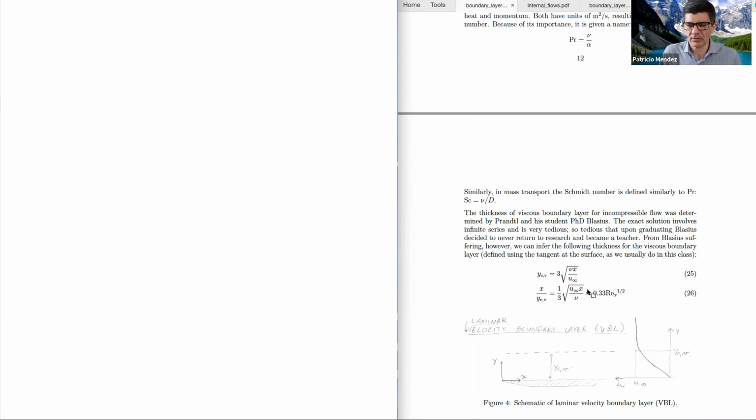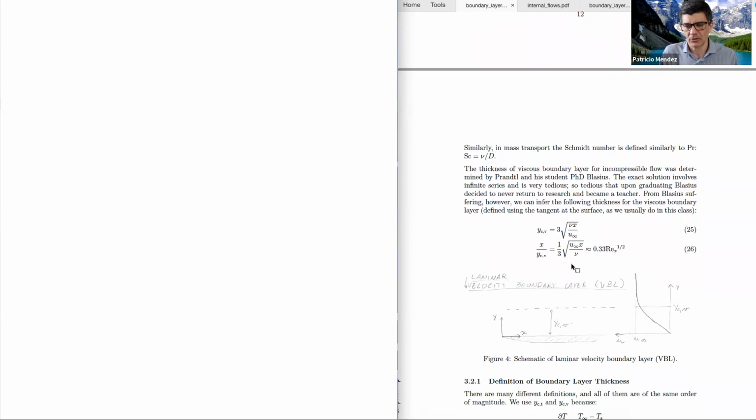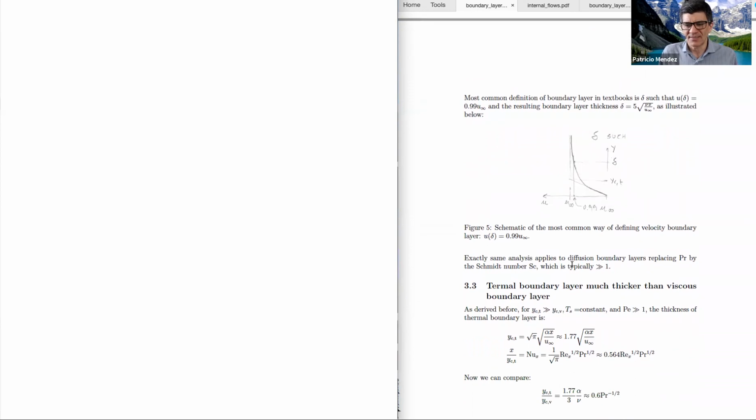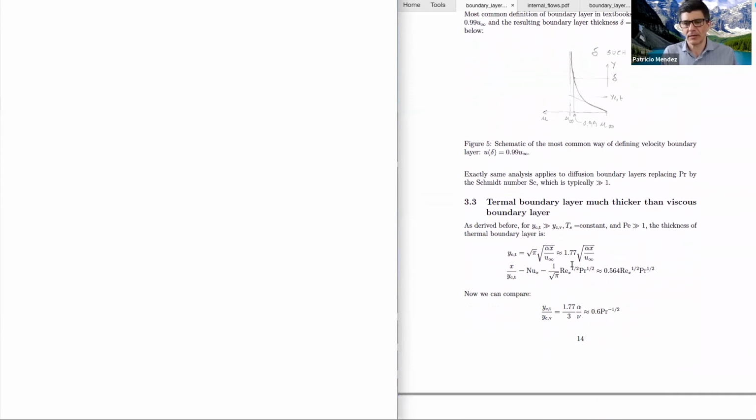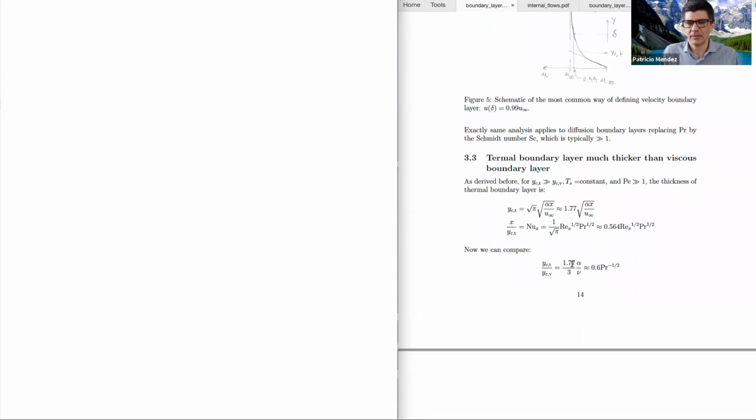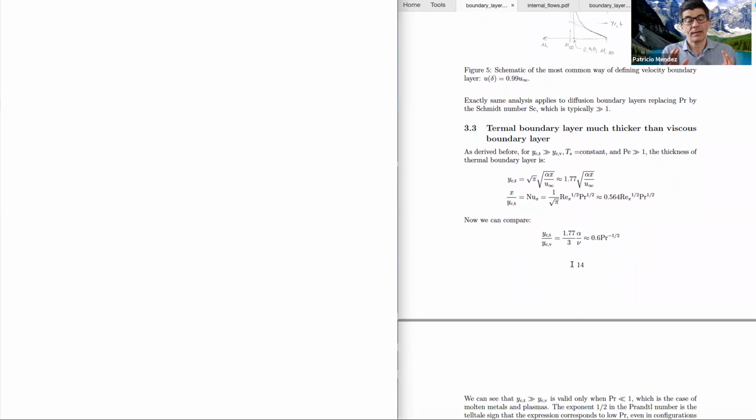Having this, we can calculate the thickness of the viscous boundary layer, and then we can relate it to the thickness of the thermal boundary layer. And what did we see? For the case of molten metals, which is so uncommon, but it's the first one we analyzed, the ratio between the thermal boundary layer and the viscous boundary layer was proportional to Prandtl to the -1/2. And we see this -1/2 coming every time we have correlations for molten metals.